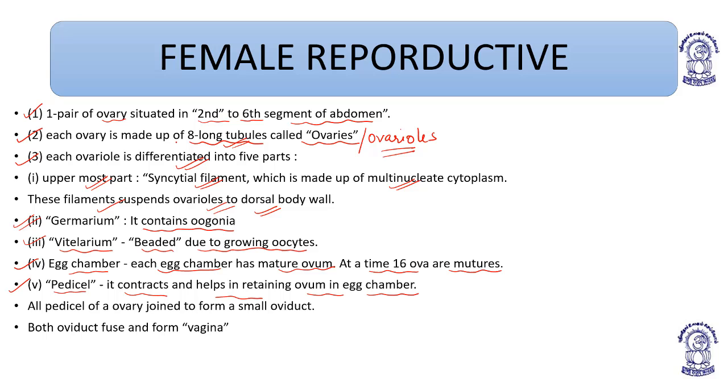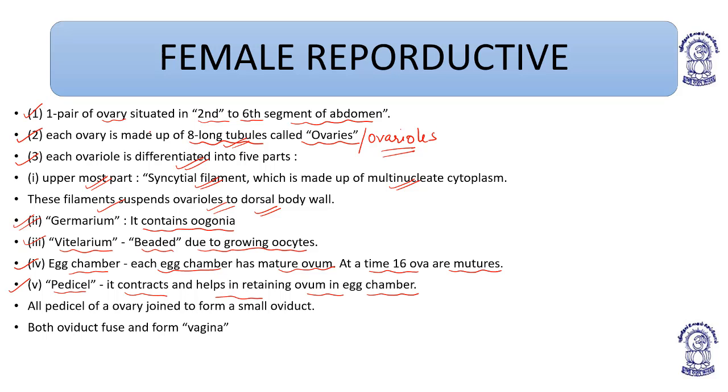The uppermost part is the syncytial filament, which is made up of multinucleate cytoplasm. These filaments help to fix the ovarioles to the dorsal body wall. Germarium contains oogonia. Vitellarium is beaded due to the growing oocytes.